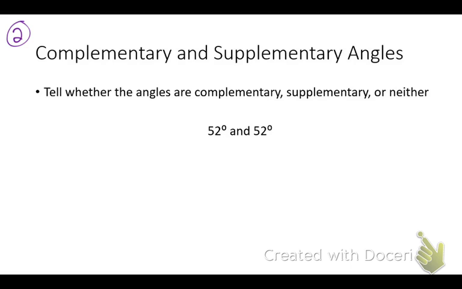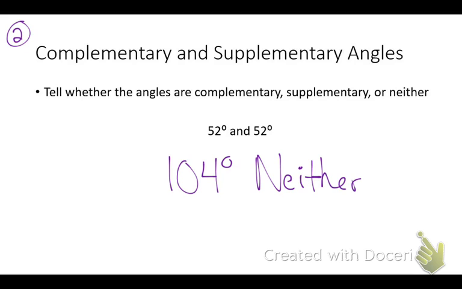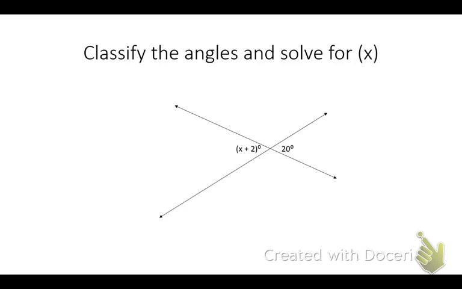What's the sum, class? Everybody tell me. 104 degrees. So what's my answer? Neither. Complementary needed to be 90. Supplementary needed to be 180. Now, on this next one, I switched it up a little bit. And again, this is aligning with what you would see tomorrow.